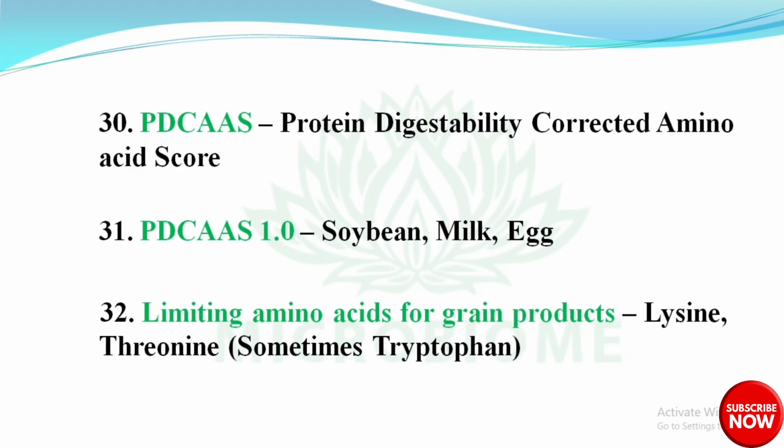And here comes PDCAAS. It stands for Protein Digestibility Corrected Amino Acid Score. It is 1 for soybean, milk and egg. Then the limiting amino acids for grain products are lysine, threonine, and sometimes tryptophan.